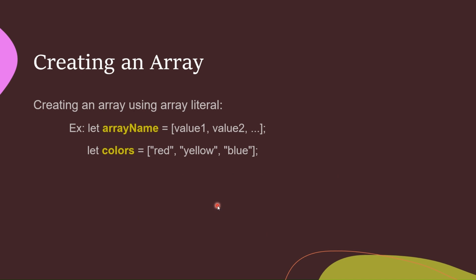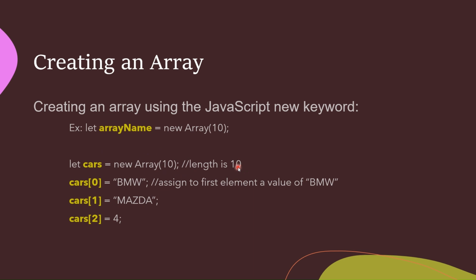Creating an array using an array literal, the example will be let colors equal red, yellow, blue. Creating an array using the JavaScript new keyword will be let cars equal new Array of 10, so the length is 10. Then you can assign values: cars index 0, assign it the value of BMW, cars second element, assign it the value of Mazda, the third element will be 4, and so on.